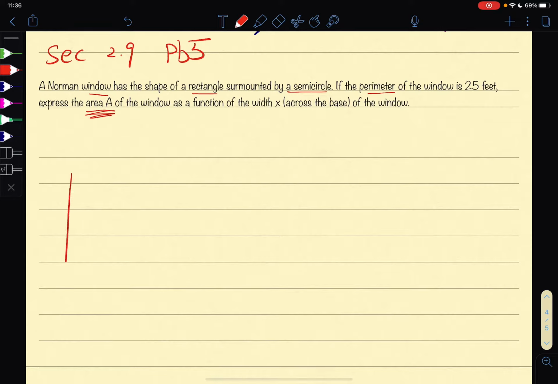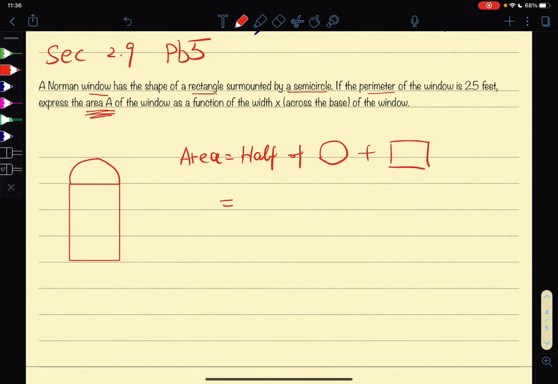As we said in class, it's always a good idea to sketch the graph and mark the corresponding regions, so it makes it easier for people to understand. This is what I end up with, and I'm looking for the area. Since the window is clearly half of a circle plus a rectangle, I need to find the area of two parts. The area of a circle is pi r squared, so half of it is 1/2 of pi r squared, where clearly I need to know what exactly r is.